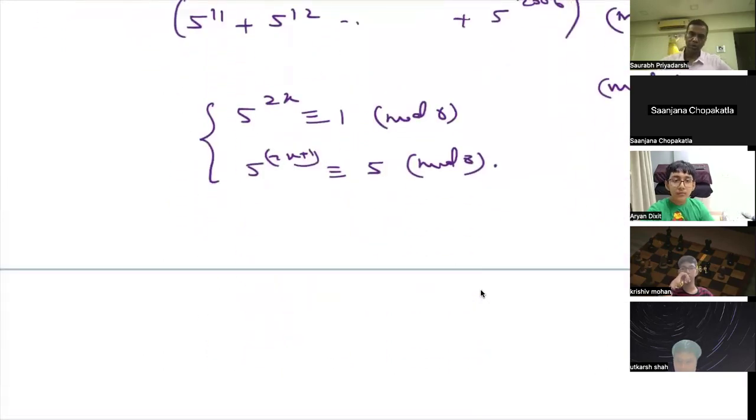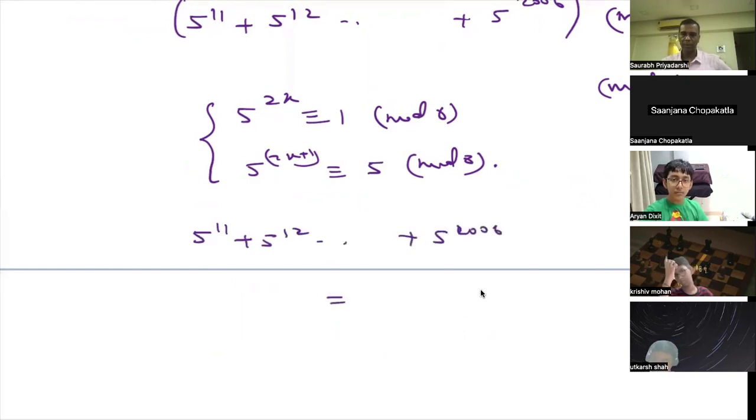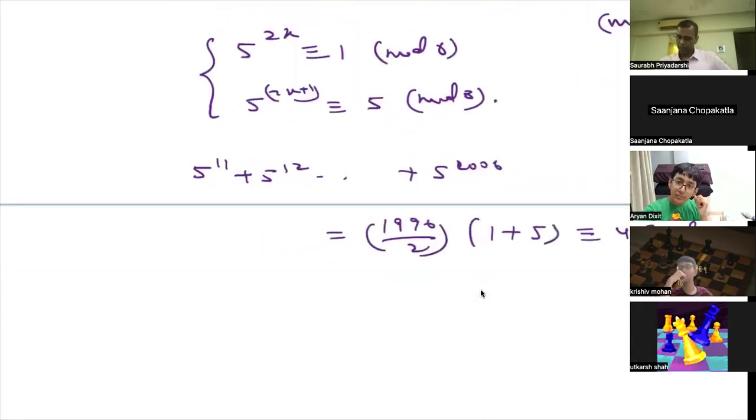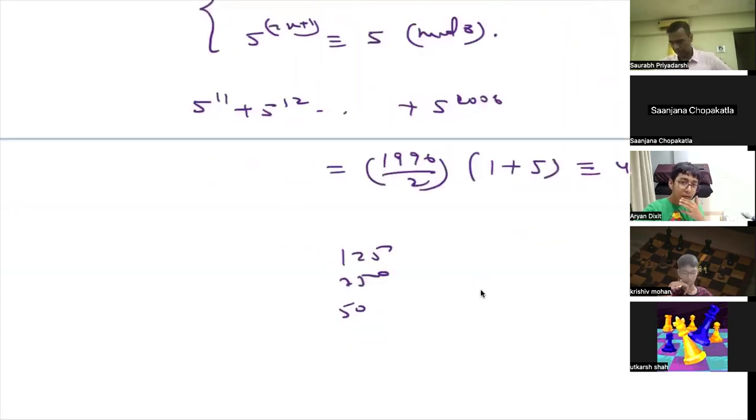So total number of terms from 5 to the power 11 to 5 to the power 2006. To find the number of terms I used an AP. So how many terms are there? Sir, wait a minute, divided by 2, the even terms will be 998 and the odd terms are also 998. So it is 4 mod 8. Yes sir. So 125, 250, 375, 500, 625, 750. It doesn't go for the others either, it will be 500.